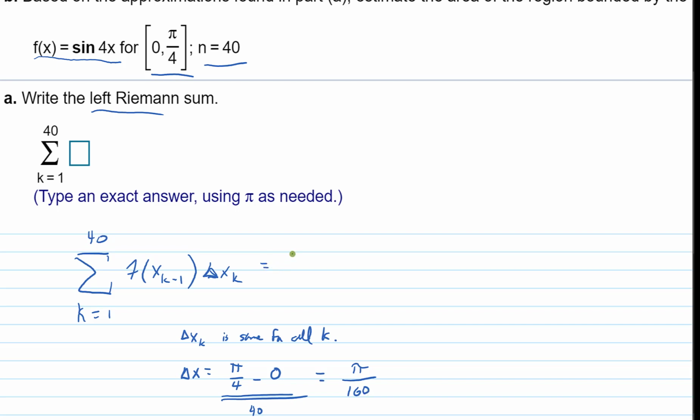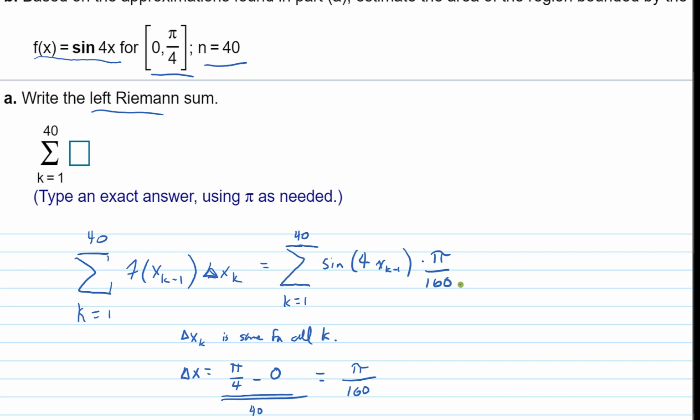And then the next thing is we can actually specify what this function is, because we were given explicitly that this is the function sine of 4x. So we'll write the sum from k equals 1 to 40 of the sine of 4 times x of k minus 1, times delta x, which we're writing as pi over 160.